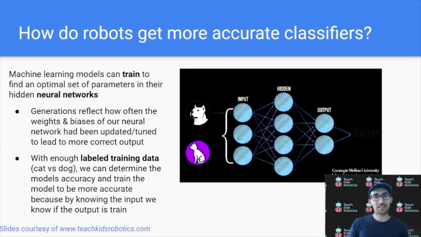So how do robots get more accurate classifiers? How accurate is this really? It really comes down to, again, this notion of the training data, how much data, how many images were fed into the input and deemed to be correct. That basically says, hey, this is how accurate my model is, how accurate that hidden layer is, how many different layers I had, and how good the weights and biases were tuned so that depending on the image, it's giving you that correct output every time.